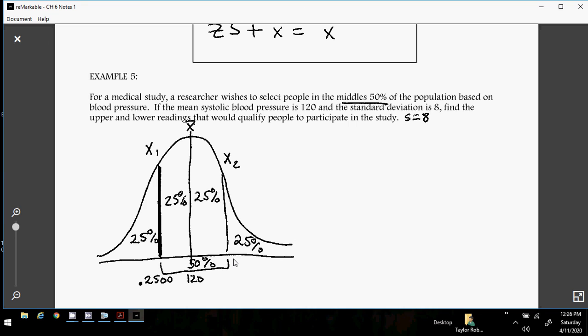Now let's think about the second, the upper reading, over here on the right. What percentage is below that? Well, I've got 25, 25, 25. That's 75%. So that's going to be 0.7500. So what we're going to do is try and get as close as possible to 0.2500 and 0.7500 on our chart. So let's look at it.